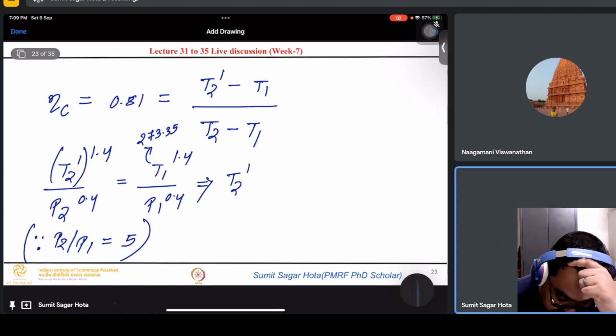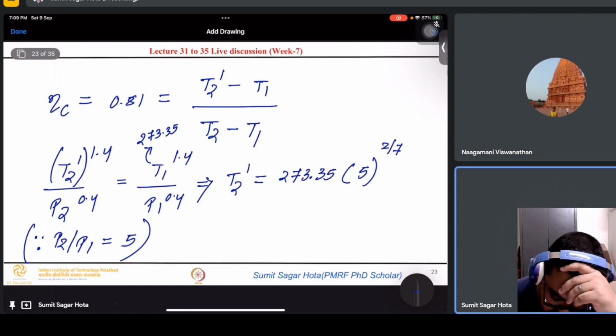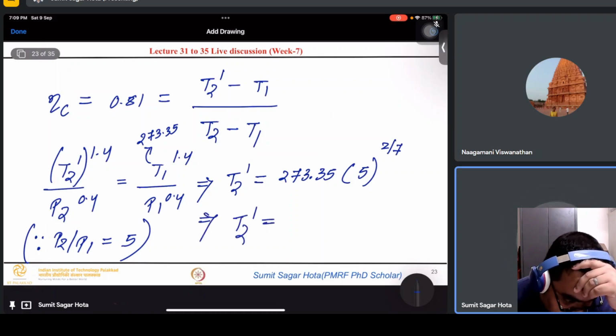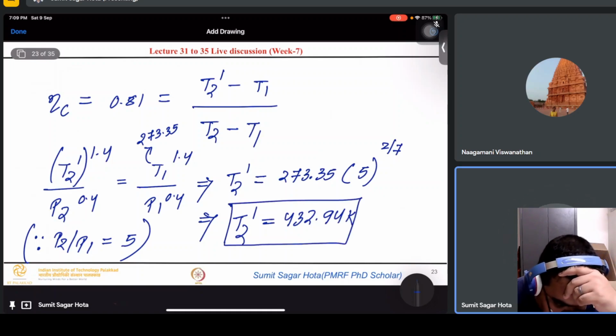What is T2 dash? T2 dash is equal to 273.35 into 5 to the power 2 by 7. Okay, so 2 by 7 is just gamma minus 1 over gamma, all these things. When you do, you just find out. So T2 dash is equal to 432.94 Kelvin. Okay, so this is your T2 dash.